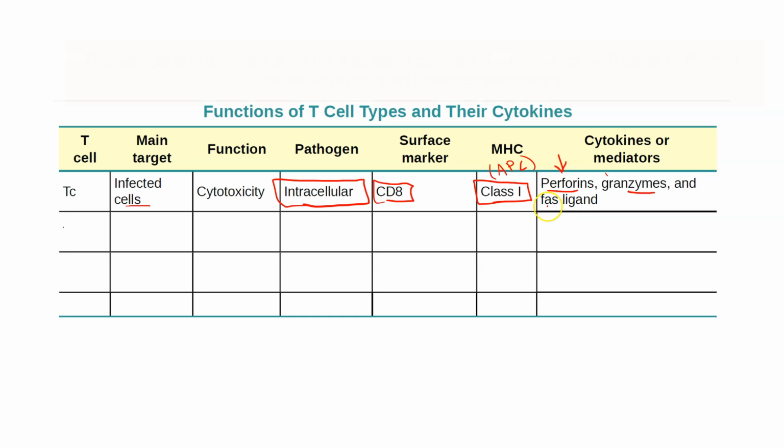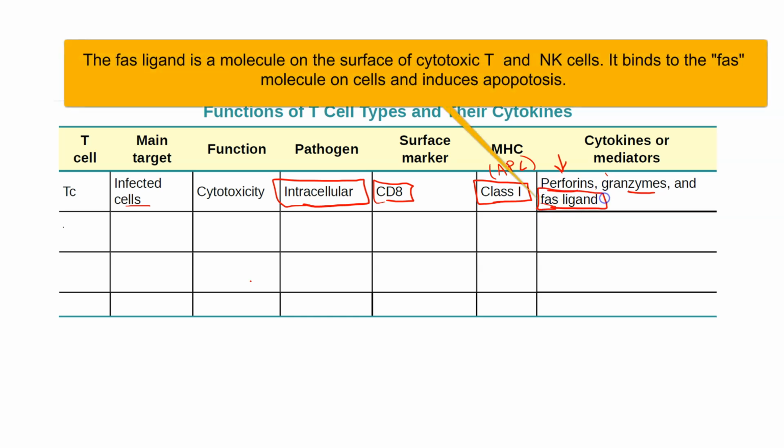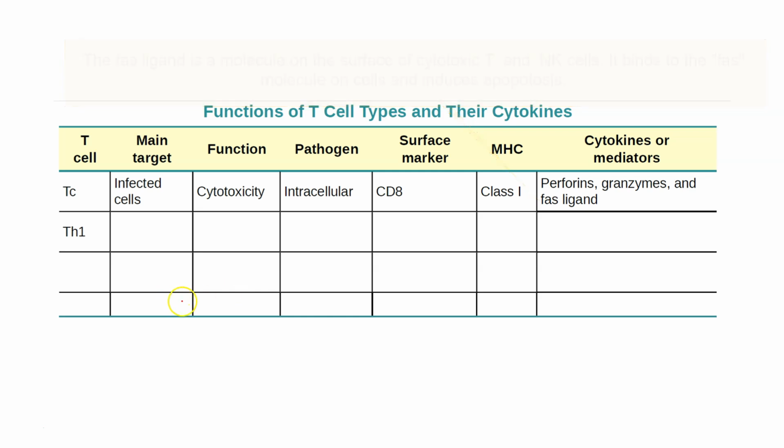There's also this thing called the Fas ligand. There's T helper cells, which are called T helper cells 1, and they are going to be binding to macrophages or professional antigen presenting cells. And they help to strengthen the macrophages. They help to strengthen the immune response. I've got a diagram here coming up that just shows how wide-reaching the effects of T helper cells are.